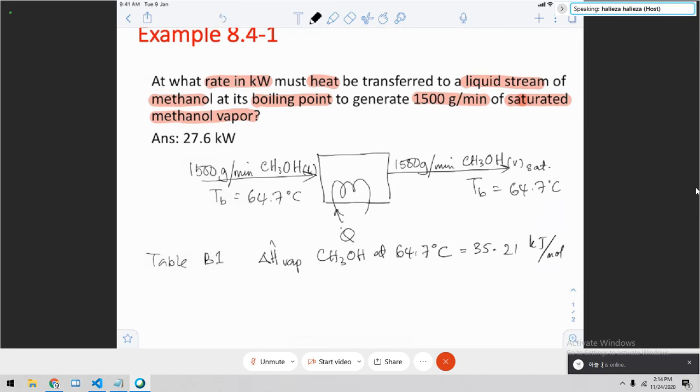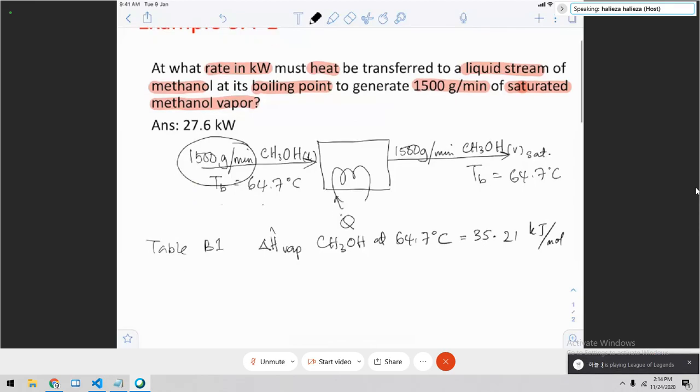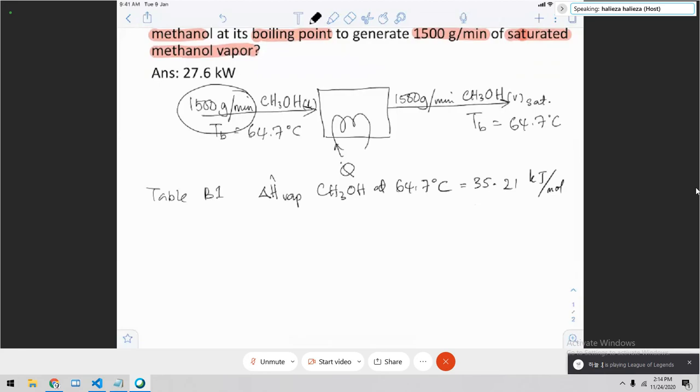Now we're going to check whether we're going to get the same answer. Okay, this is the question. That is per mole. Our flow rate is in minute. So how are we going to do this? How are you guys going to do this?